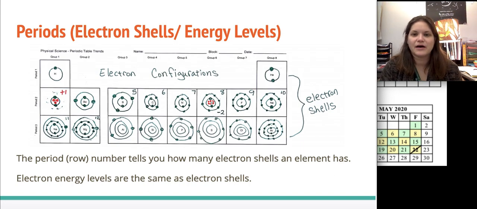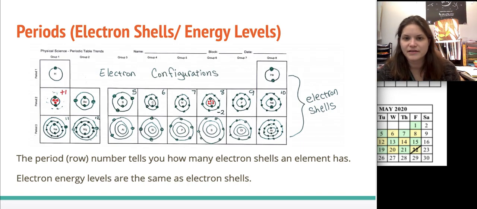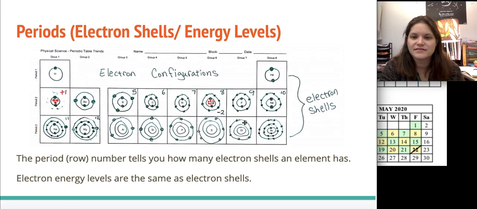So now we're talking about the electron shells, or the electron energy levels that an atom has, and that is equal to the row number. Okay, so you can see in period 1, we have just one shell, one circle. Period 2, there's going to be 2 circles.